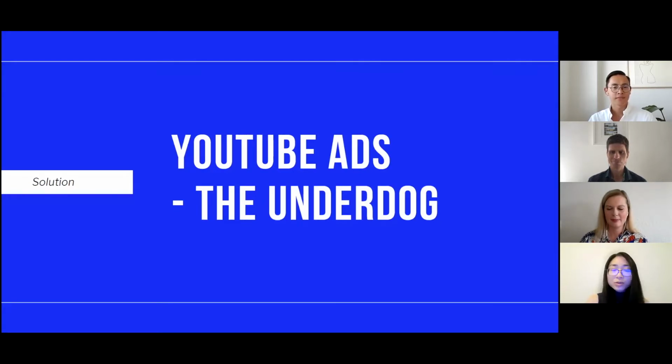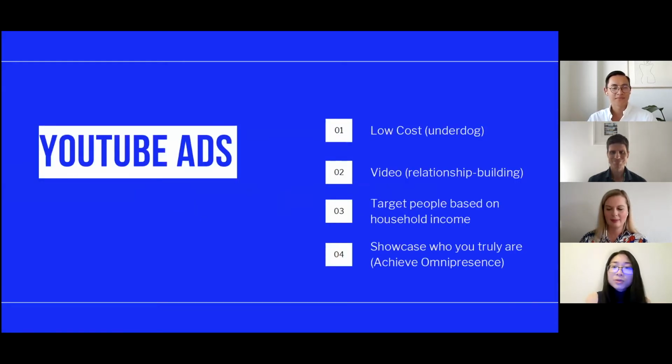Using videos on YouTube ads, or using videos in general, we can actually tell people what it's like: the environment, how the whole experience is. So that's why I love to say YouTube ads is the underdog. To do YouTube ads, the cost is quite low. It's usually around $30 per lead or so.